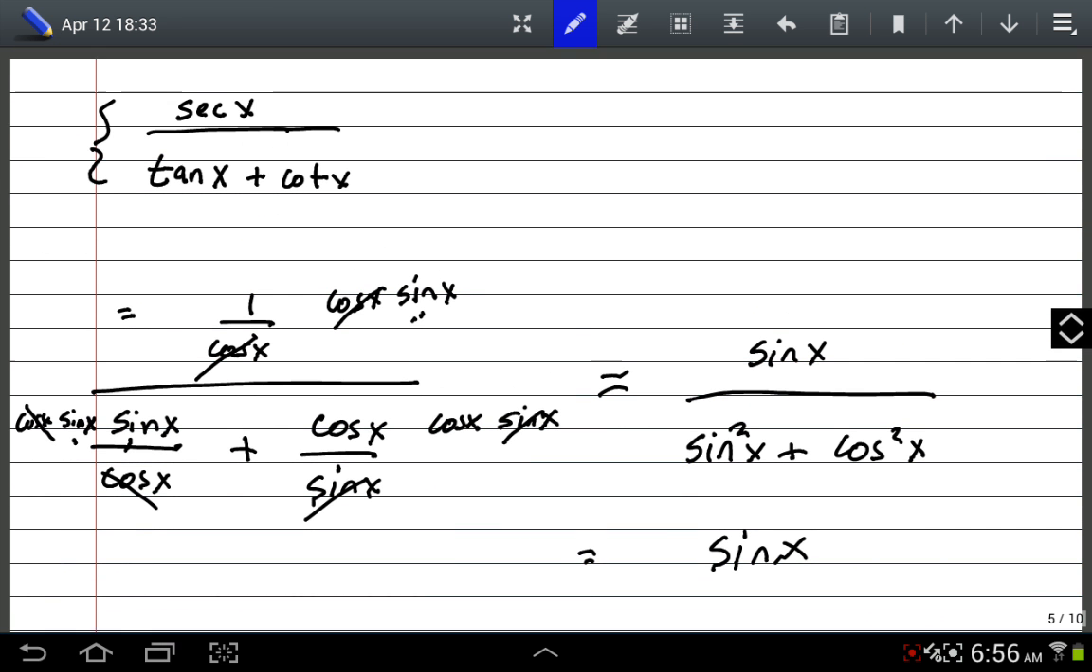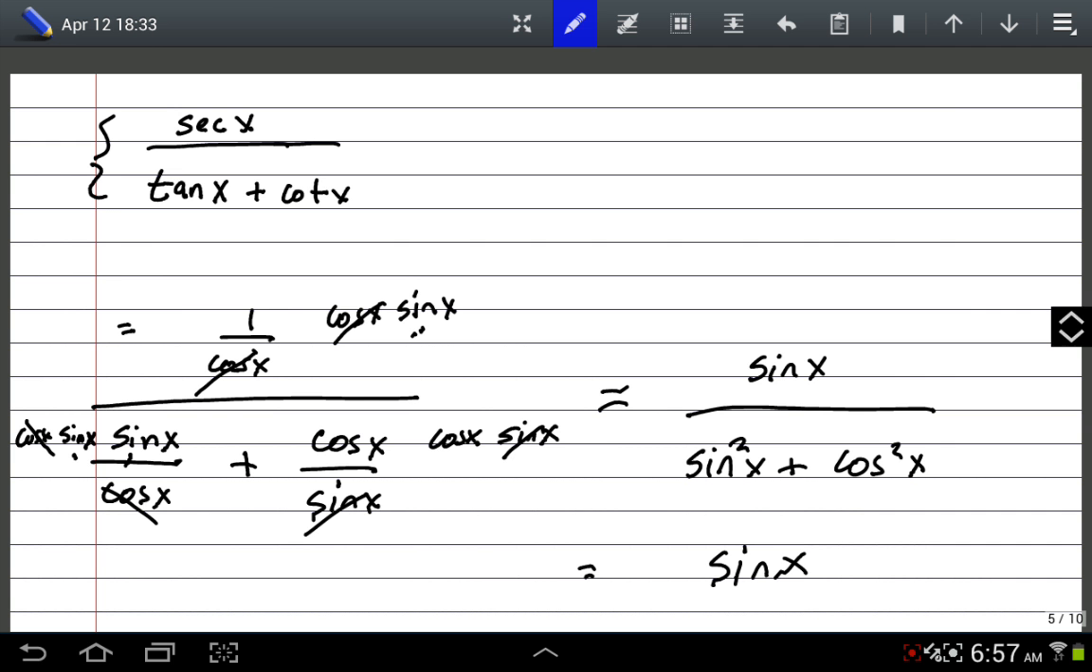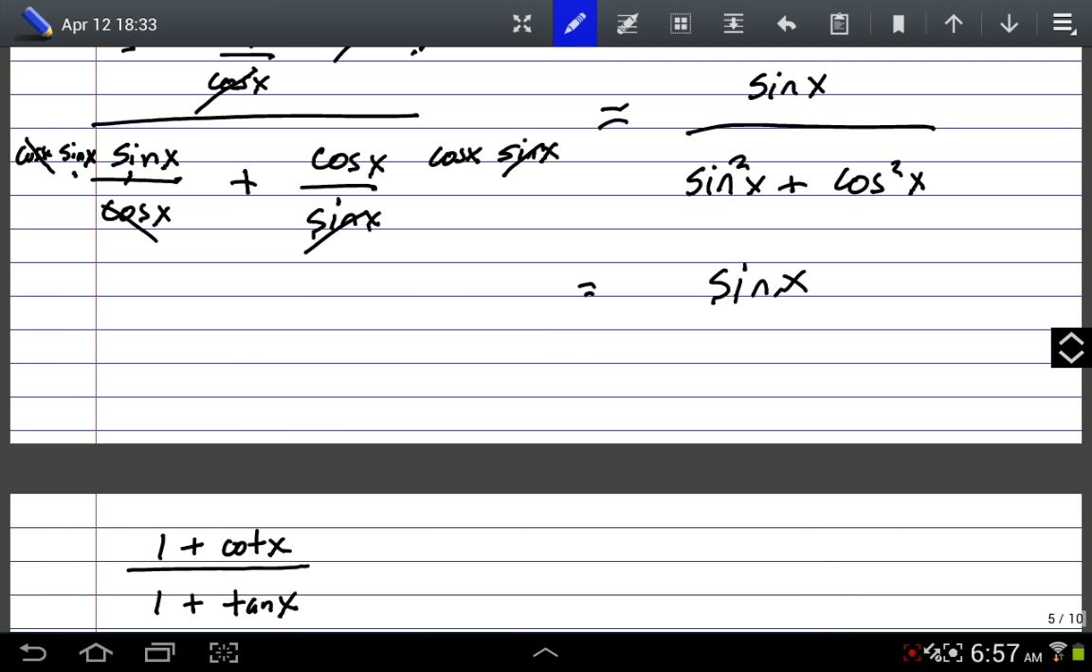Imagine all that, and it's just sine x. That's all it is. Okay, it goes down to that. All right. Now, did you see the complex idea here? When you run out of stuff to do, change everything to sine and cosine. And usually when that happens, you get a complex fraction. Well, we know how to use algebra to clear out those complex fractions.